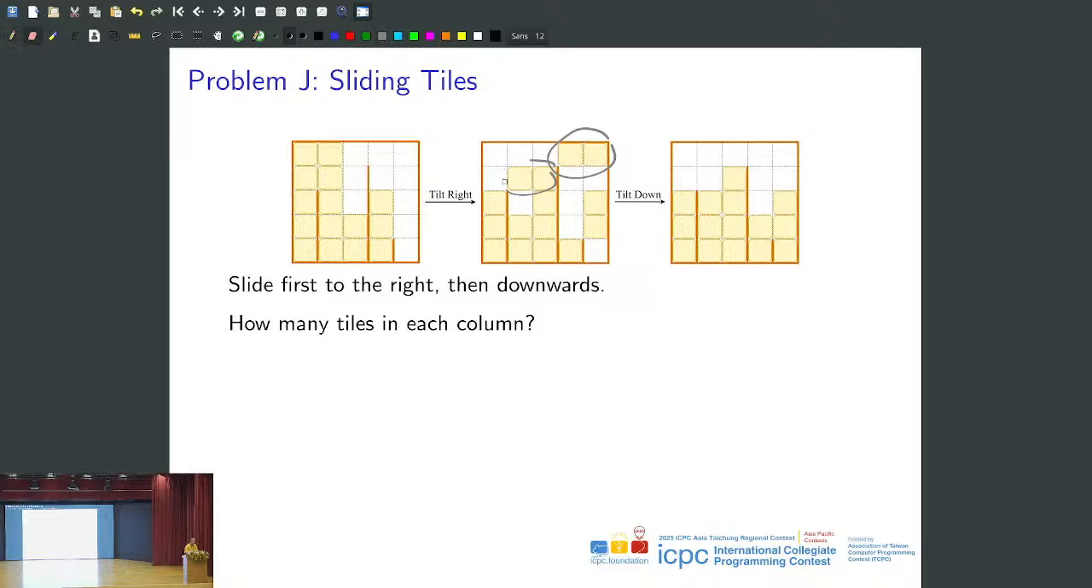So what you get is this picture in the beginning, and at the end, they slide down. But the question is, how many tiles are in each column? The first observation might be that this sliding down actually doesn't change anything about the number of tiles in a column, because if you slide down everything, every tile stays in its own column. So maybe you should just concentrate on the first operation here.